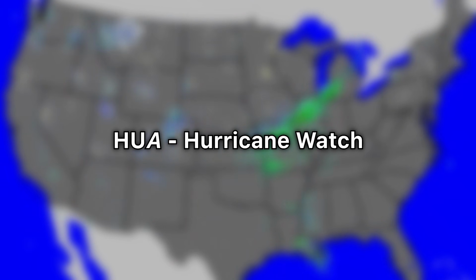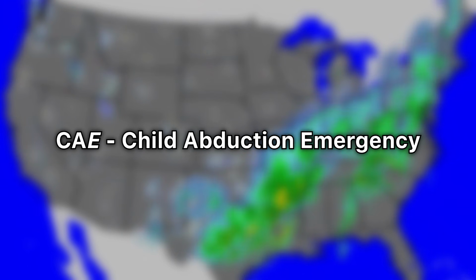These are all known by the ending letter of the 3-letter event code, with the exception of a few. Warnings are W, watches are A, emergencies are E, and statements are S.